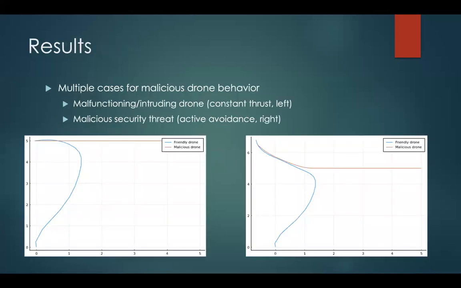So the results we got for the two cases we decided to run are shown below. The two cases we had were a malfunctioning intruding drone that had some constant thrust. It was just continuing in a straight line. And that would be, say, in the case of airport security, you would want to send your friendly drone to go in and intercept that drone. And that's shown on the left there. The curves shown are the paths each drone took. And on the right, we have the results for a more malicious security threat that might try to avoid our friendly drone before the friendly drone can intercept it.